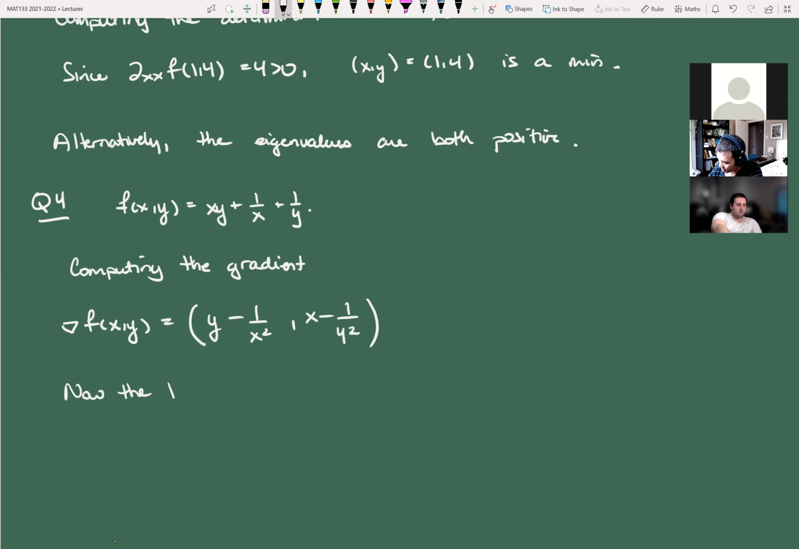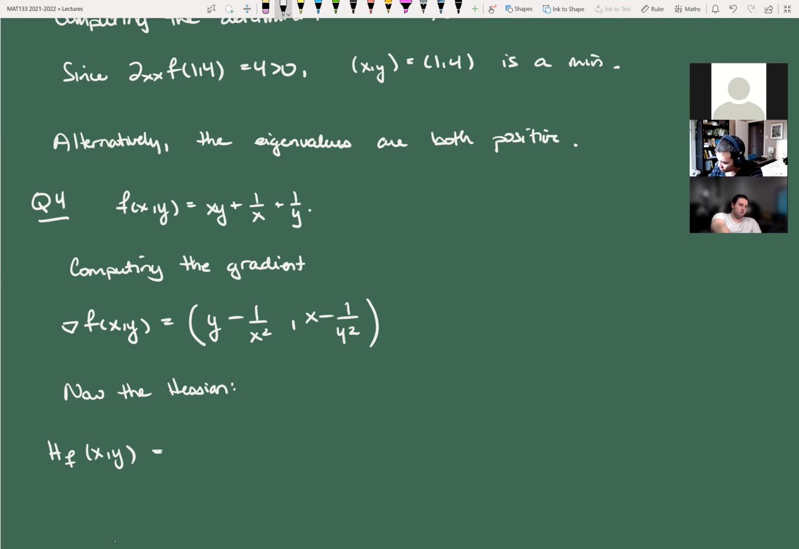So now the Hessian. We get HF x, y. And of course, at this point you can double check that your number is actually a critical point, right? Like if you plug x, y equals 1, 1 into your gradient, you do in fact get the zero vector out. So that's a good sign.